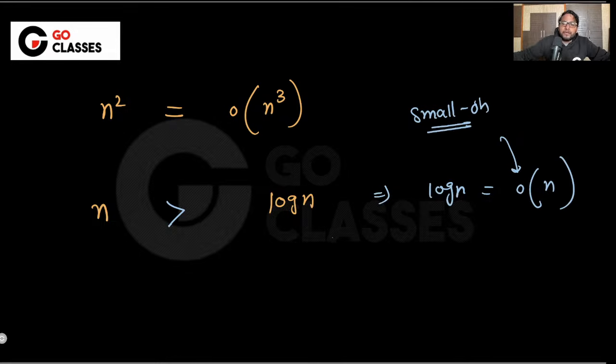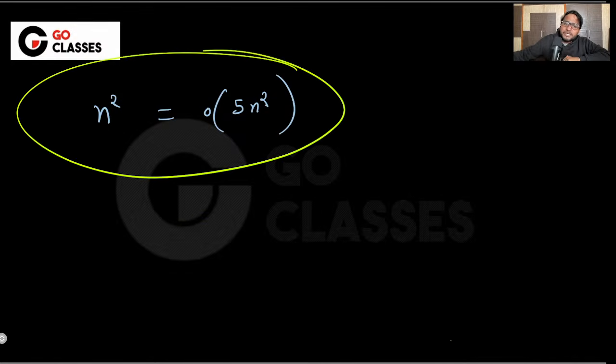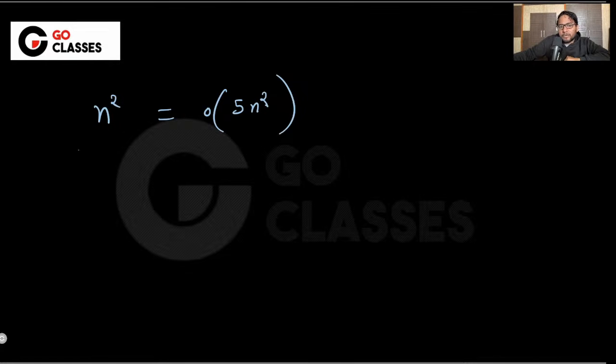Now interestingly, can you tell me, between n square and 5n square, can I say this 5n square is little o? Let's say if I say this, then what does this mean? It means that n square is strictly lesser than C into whatever is your function, 5n square. Is this true? Can you tell me some C for which this is true?